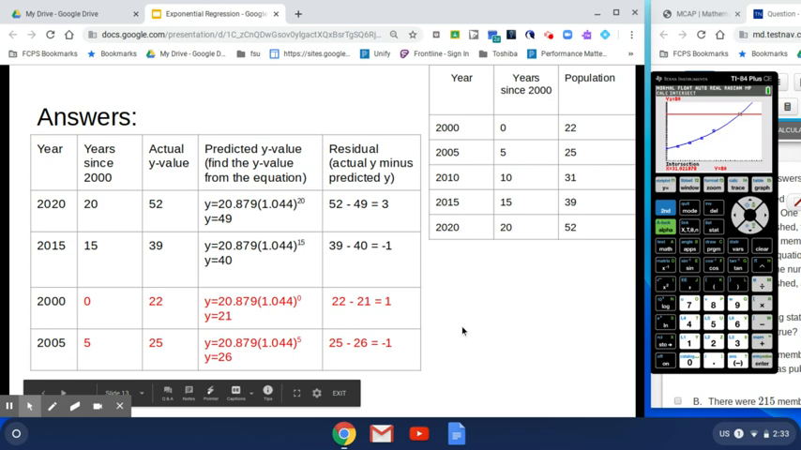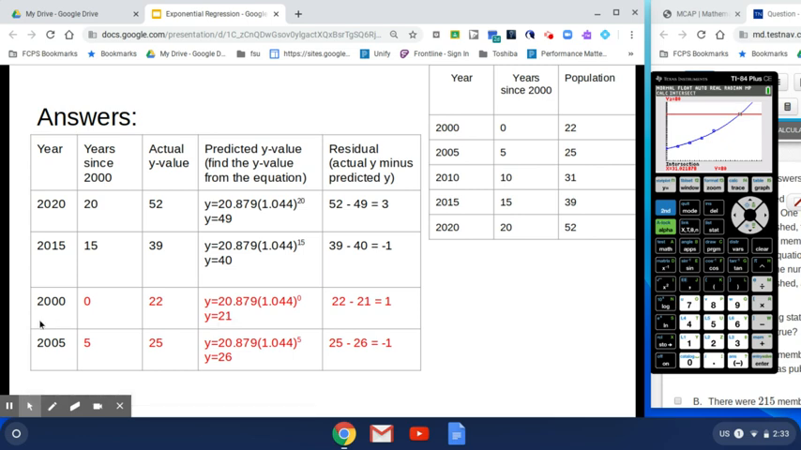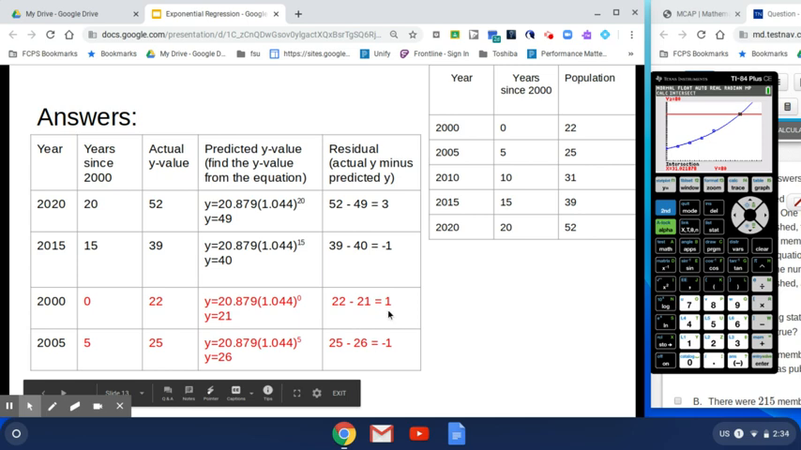Okay, guys, here we see the answers to those last two. The year 2000 has an x value of 0. Y value, actual y value, is 22. When we plug in 0 into the equation, anything raised to the 0 power is just 1. So we actually have our initial value of 20.879, approximately 21 birds. We subtract actual minus predicted and get a residual of 1.